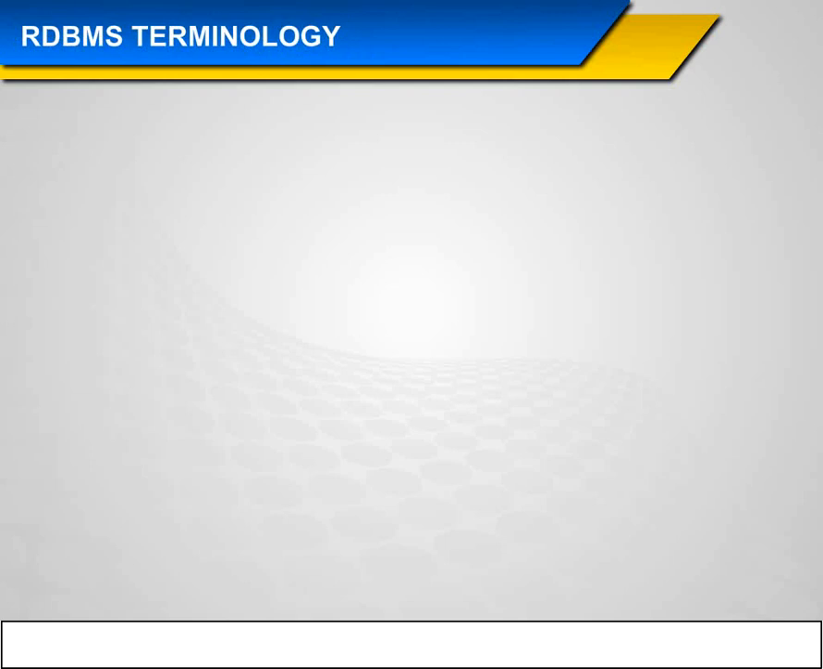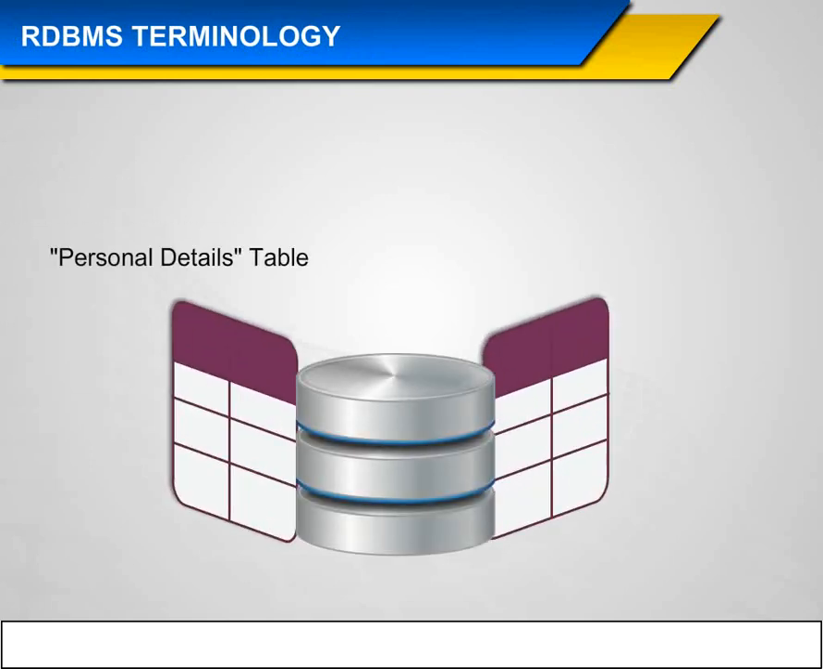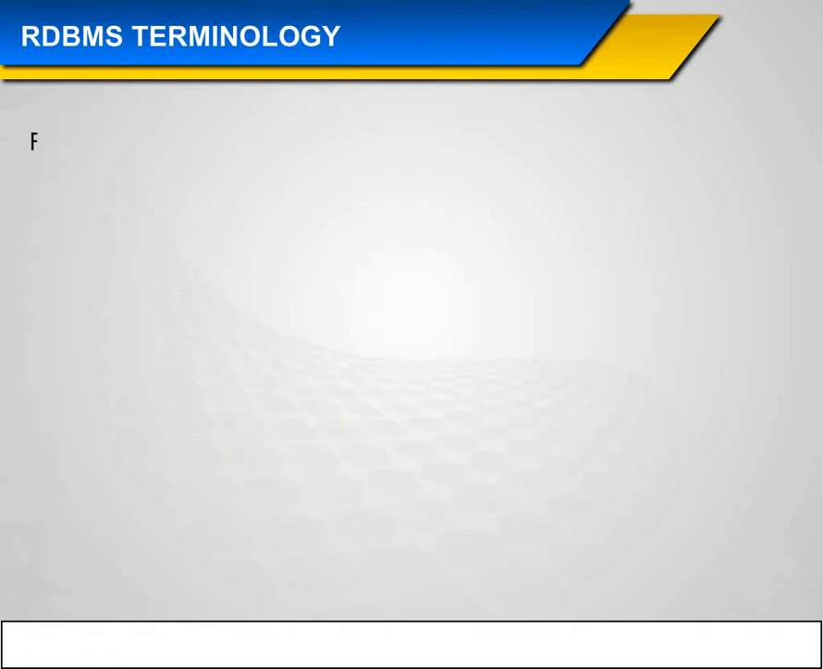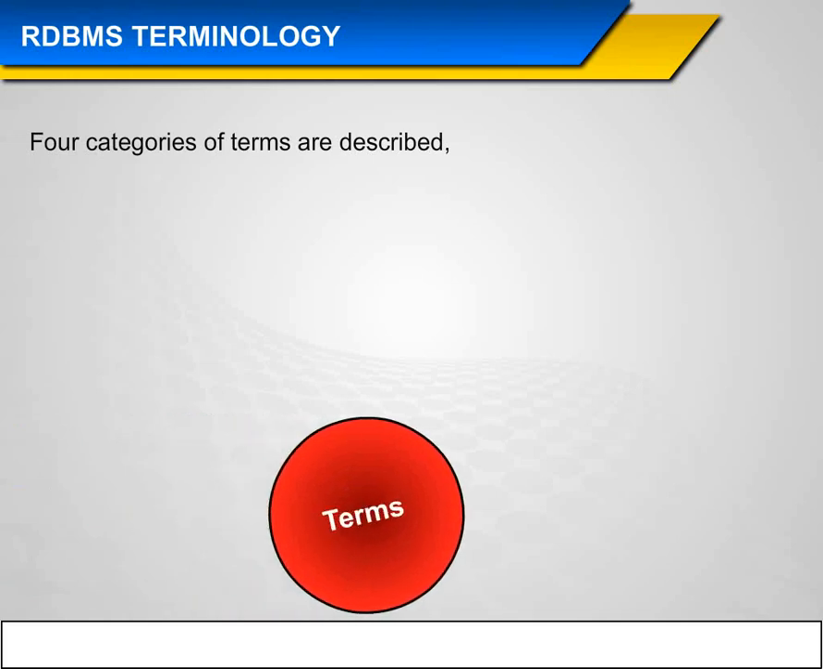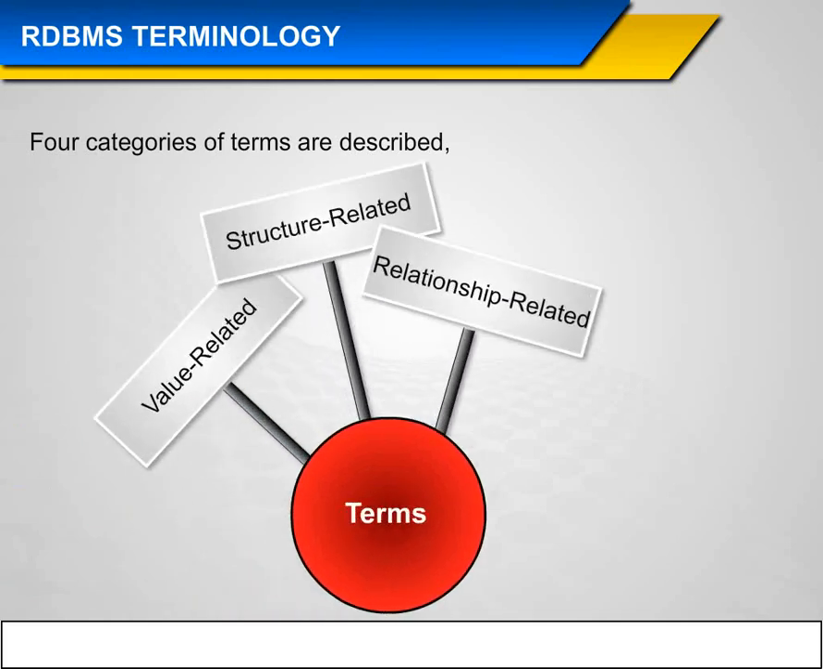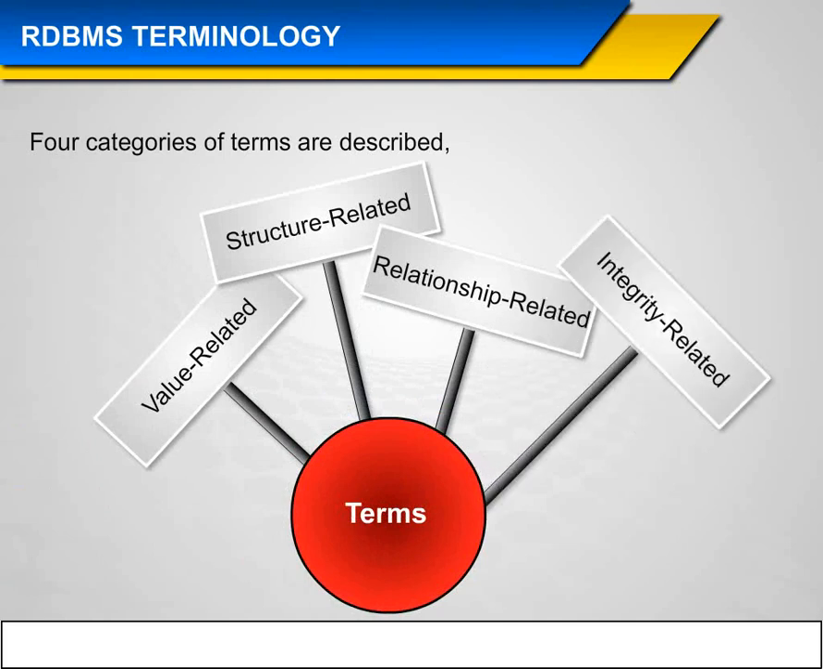RDBMS terminology. RDBMS terminology is used to express and define the special ideas and concepts of the relational database model. 4 categories of terms are described: value-related, structure-related, relationship-related, integrity-related.